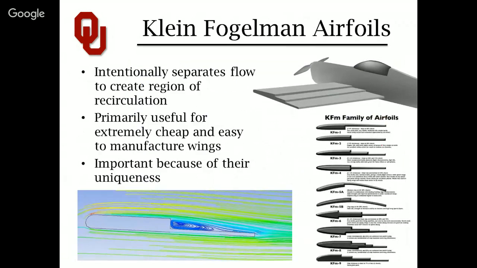So after you're making it past airfoiltools.com and things like that, it's time to talk about some novel airfoils, some different types of shapes. And kind of the goofiest, strangest family of airfoils that still isn't as terrible as the shapes might lead you to believe is Klein Fogelman.